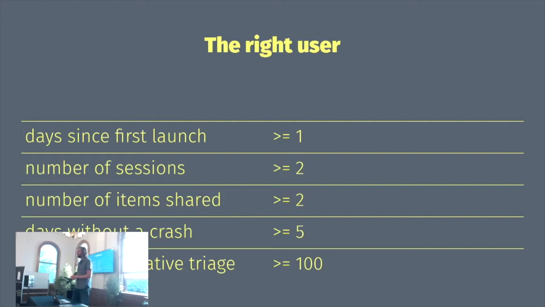So the user only needs to have it installed for a day or more than a day, only needs to have a minimum of 2 sessions with the app, but needs to have shared at least 2 images or videos. It makes videos as well. And then the user shouldn't have had bad experiences, so no crash for 5 days. And we do use the triage step in this app at the moment. So if a user has gone through that triage step and said, I actually don't like the app at the moment, we give ourselves about 100 days to change this user's mind and ask them again.